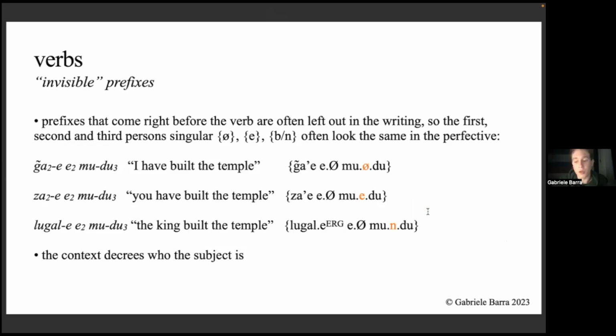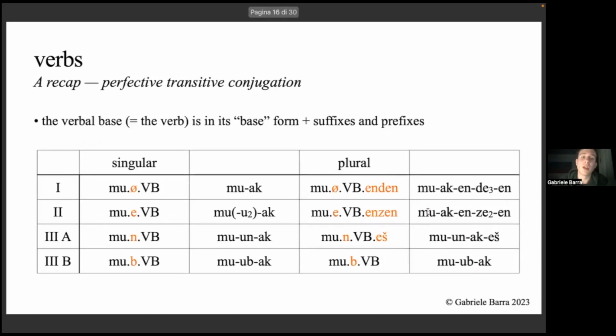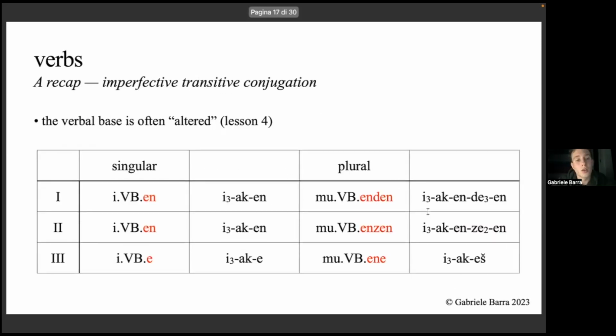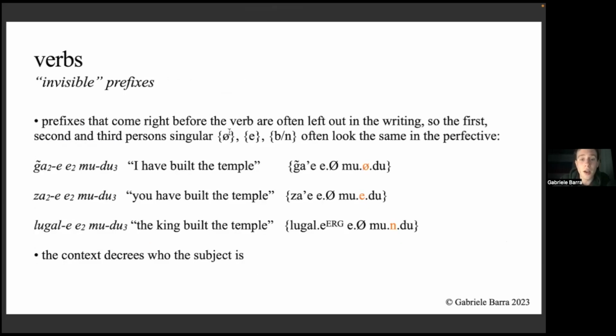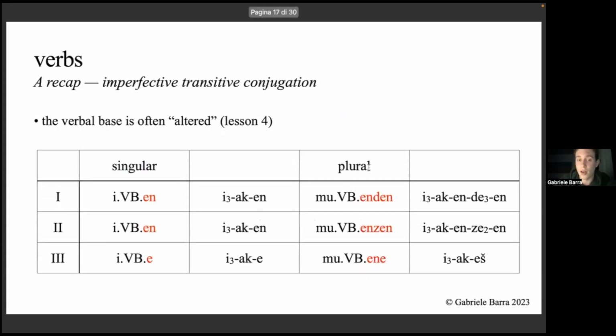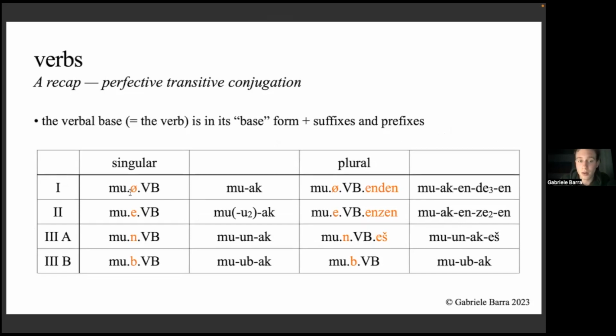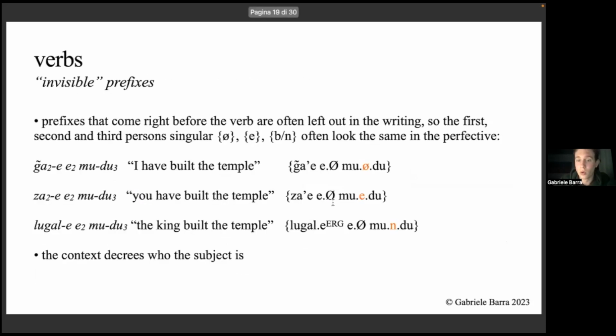Moving on. And this is where I add something new and potentially traumatizing. So we have studied that we have different prefixes here in the perfective, and they are a marker of grammatical person. However, in the writing, they are very often left out. So, ngae, I, the temple, mudu, I have built the temple. You have nothing here, as you should have, because again, the first person doesn't take anything. So it looks about right.